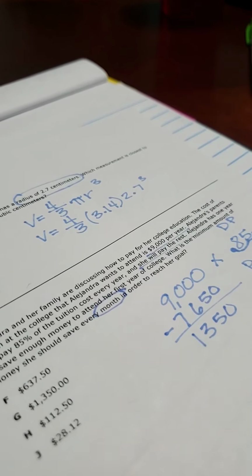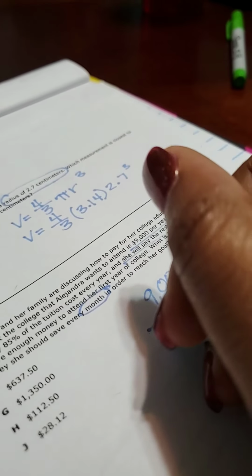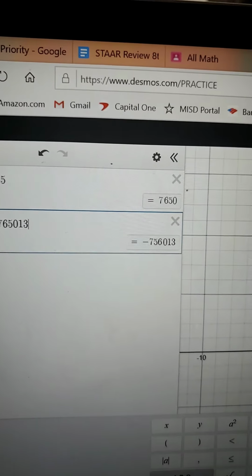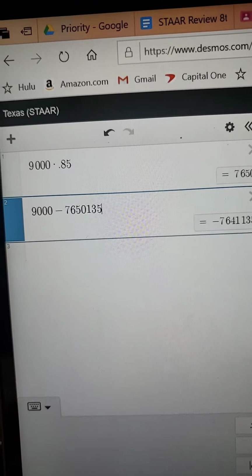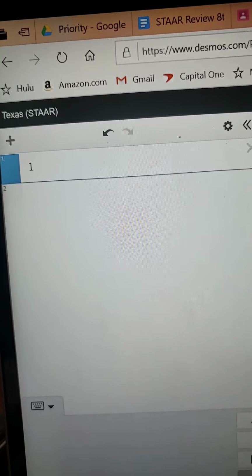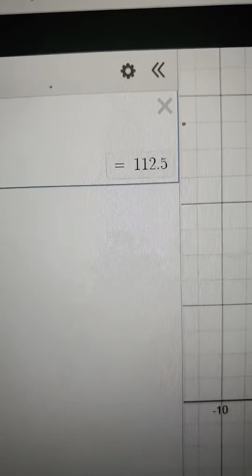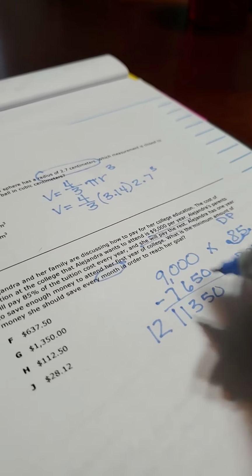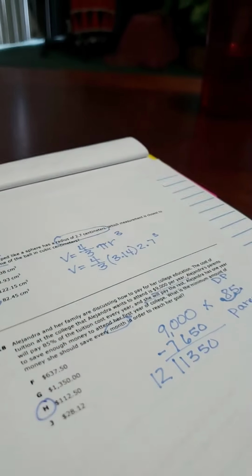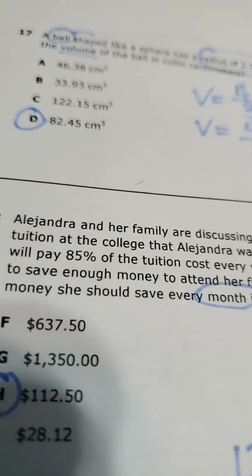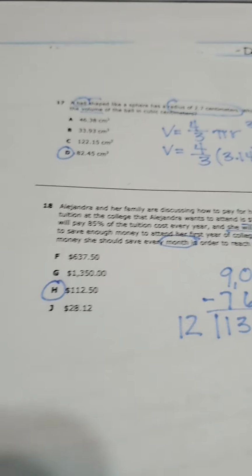Well, I need to know, well, $1,350. I have 12 months to save it. Let's see. $1,350 divided by 12 months. Well, the minimum she can save is $112.50 right there. Okay? This was a basic college financial planning question. Okay? Not too difficult.